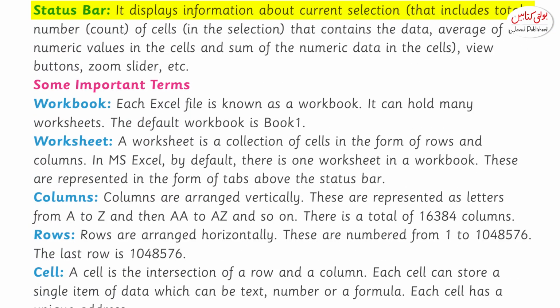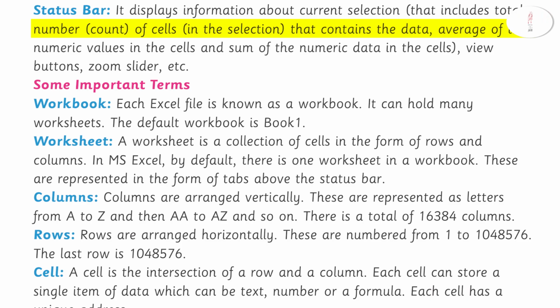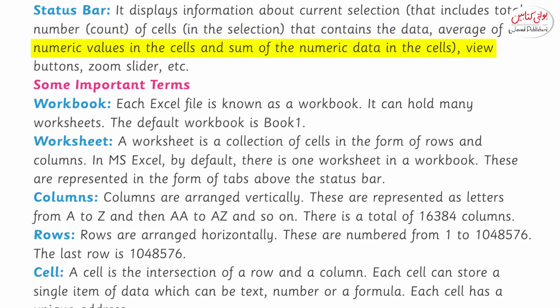Status bar. It displays information about current selection that includes total number, count of cells in the selection that contains the data, average of the numeric values in the cells and sum of the numeric data in the cells, view button, zoom slider, etc.